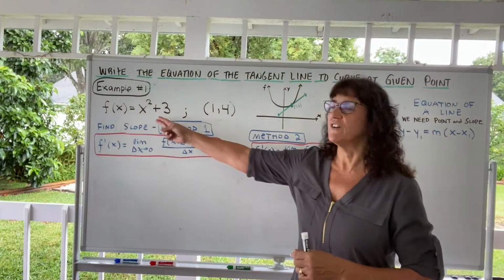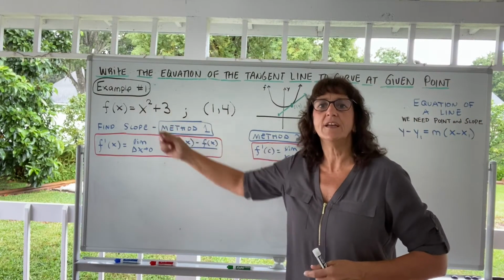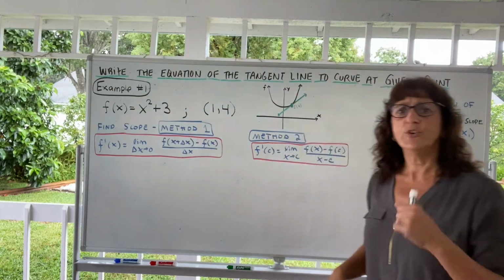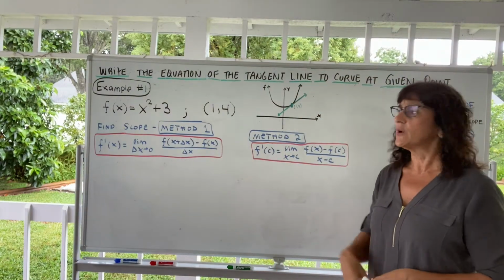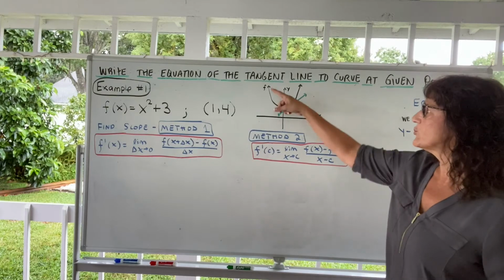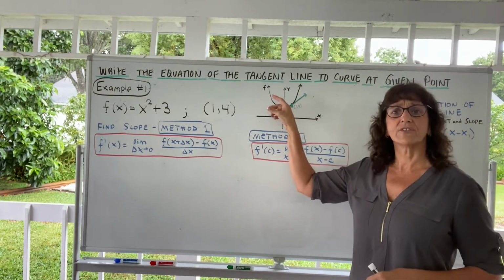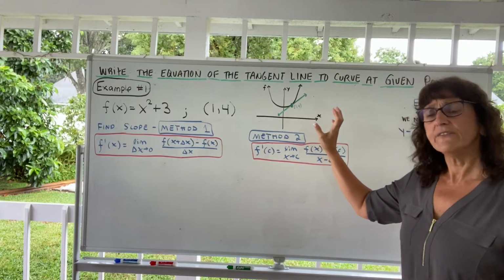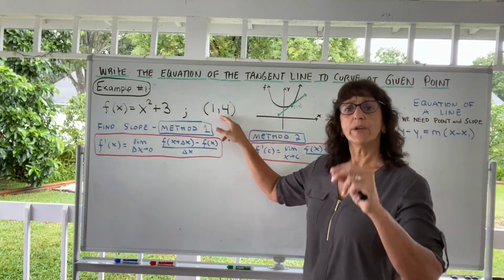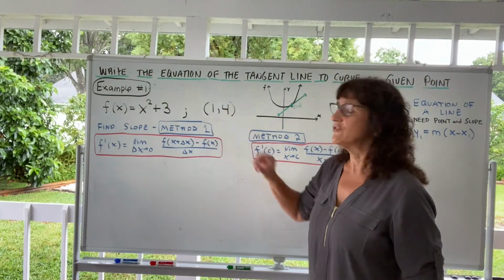Let's go ahead and take a look at our first example. We're going to work with the function x squared plus 3. Now, what does that look like? When you graph the function y equals x squared plus 3, or f of x equals x squared plus 3, it's a parabola shifted up 3 units on the y-axis. So here's our parabola, and our given point here, (1, 4). We want to write the equation of the tangent line that passes through this point.